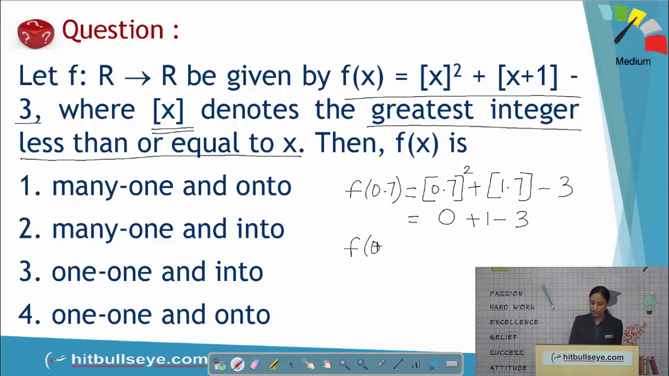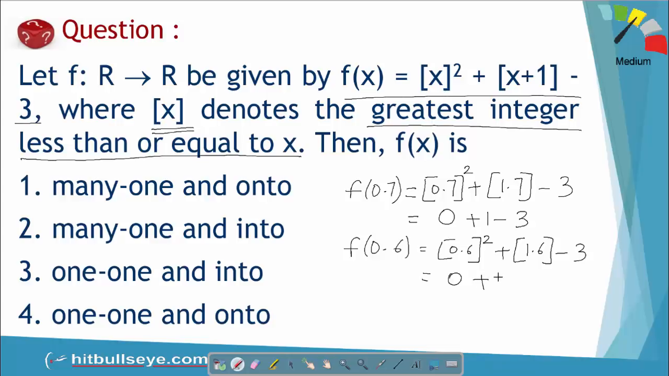If I take f of say 0.6, I will have greatest integer of 0.6 square plus greatest integer of 1.6 minus 3, which will be 0 plus 1 minus 3. Both these answers are minus 2. That means 0.7 and 0.6 in the domain will have the same image, which is minus 2. That makes the function many one.